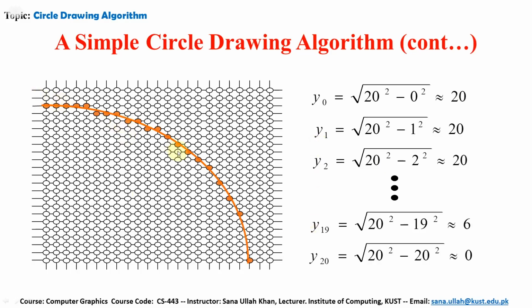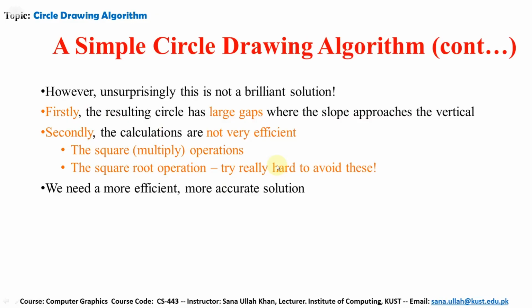Then the circle will be drawn like this, but again some pixels are missing. This is the problem: which pixel will be selected, the top one or the bottom one? However, unsurprisingly, this is not a brilliant solution. The first problem is that the resulting circle has large gaps where the slope approaches the vertical. The second problem is that the calculations are not very efficient. The square, multiply operations and the square root operation, try really hard to avoid this. It will create a computational problem and become computationally expensive. So we need an algorithm which is more efficient and provides more accurate solutions.